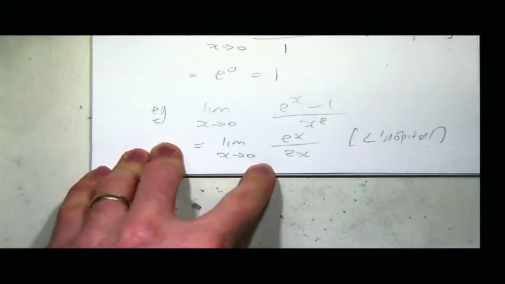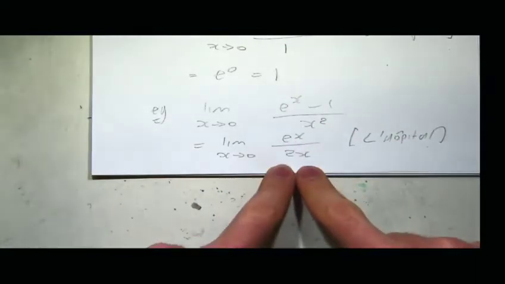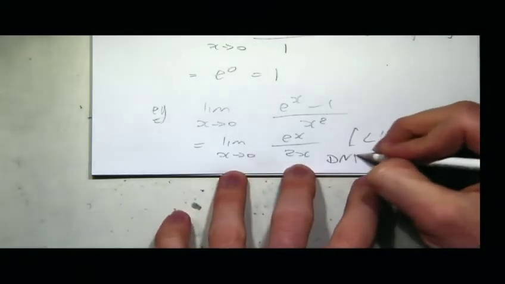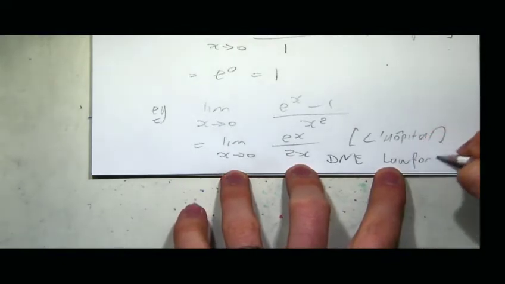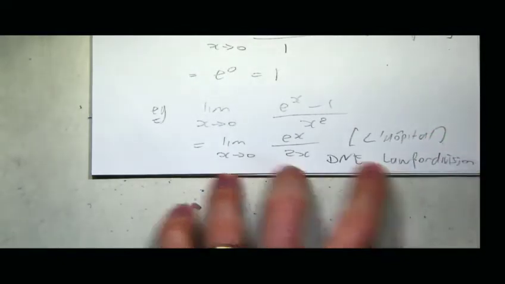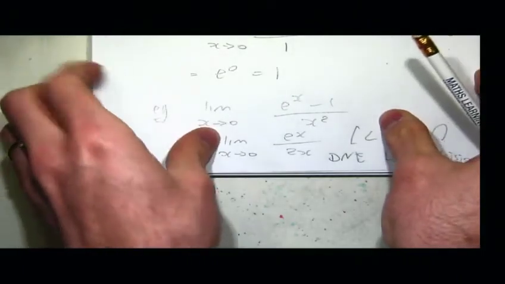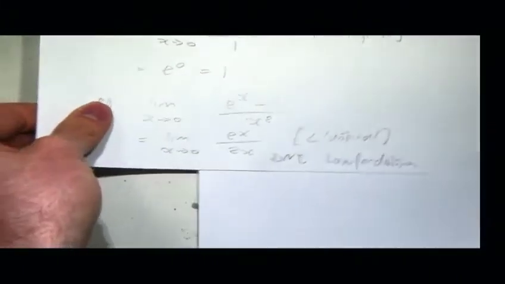So now the limit of the top is 1 and the limit of the bottom is 0, so it doesn't exist. But if the limit of the top and the limit of the bottom were still both 0, I'd do it again. So you can do L'Hopital's as many times as you like, as long as at every stage it's 0 over 0. But that does not exist by my limit law for division, because the top is 1 and the bottom is 0.